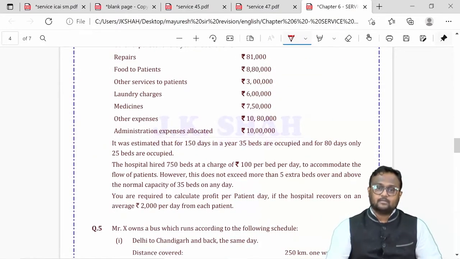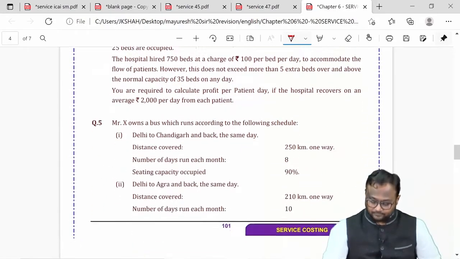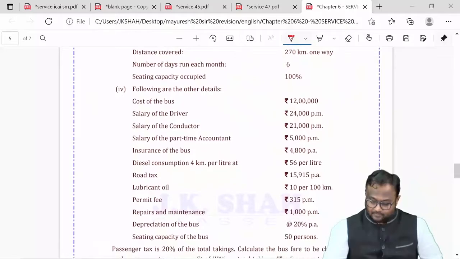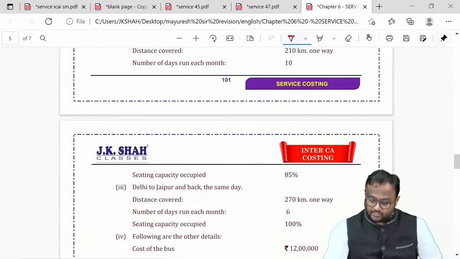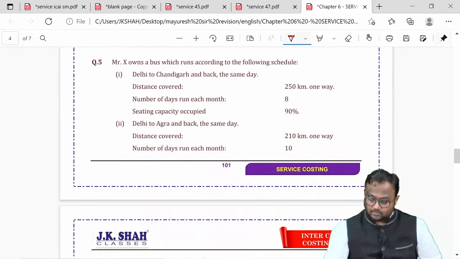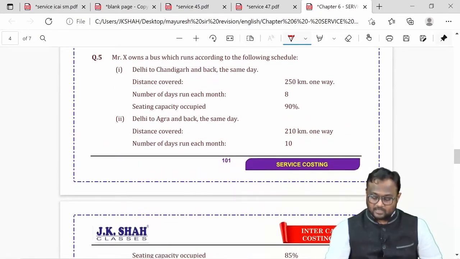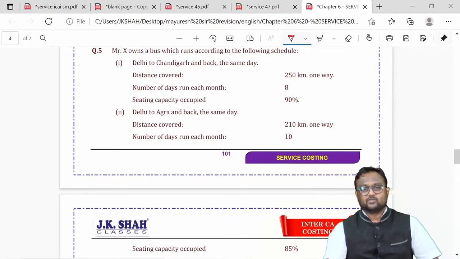Contribution per patient day you get. Fixed cost divided by contribution per unit will directly give you the answer. This was also a very simple calculation. I don't think there is any need to discuss this question number 5. It was quite simple.